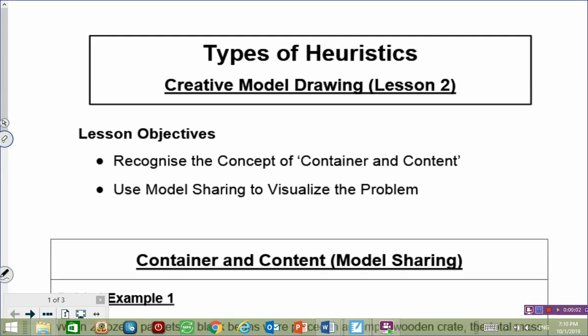Okay, hi. Welcome back to the types of heuristics lessons. We are going to continue with our creative model drawing. Now, in our lesson objectives, we are going to recognize the concept of container and contents. And we are also going to learn to use model sharing to visualize a problem. Now, what exactly is model sharing?